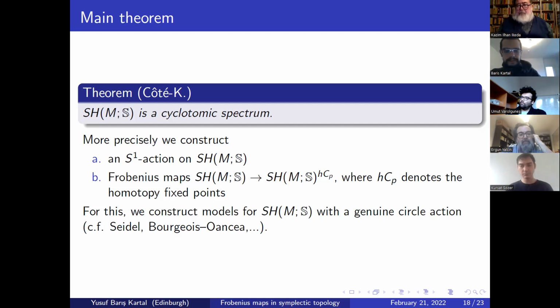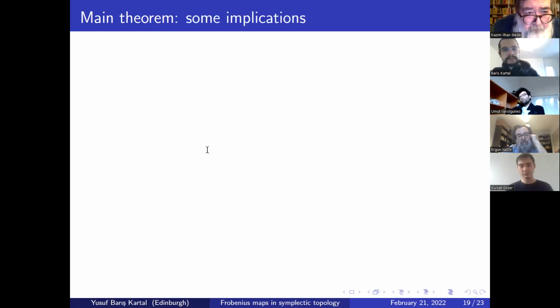Initially, we thought we actually were constructing a genuine cyclotomic spectrum. Here, only the circle action is genuine. But it comes across some major issues in symplectic geometry, some transversality issues, and we thought we had some tricks to get over them, but they didn't work. So let me state some implications of the main theorem.